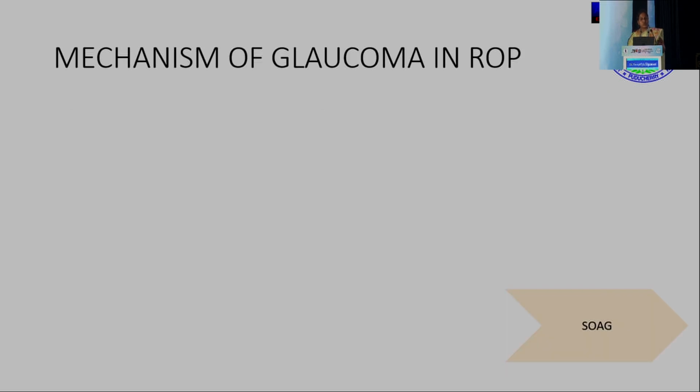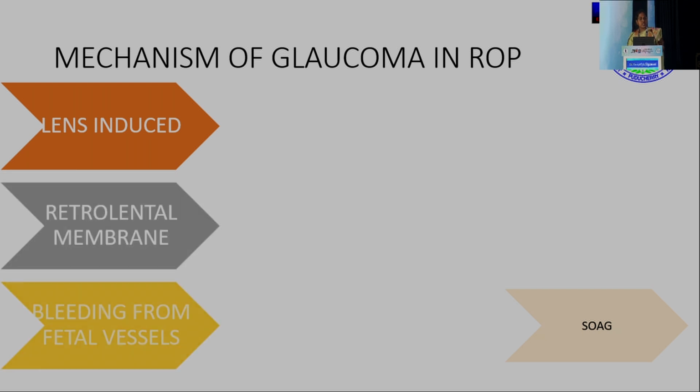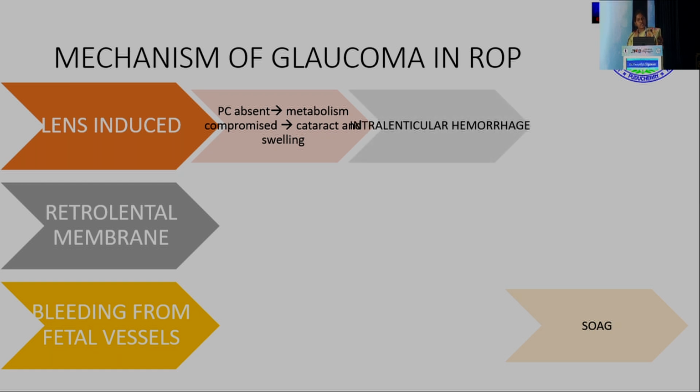The mechanism of glaucoma in PHPV may be due to lens-induced retrolental membrane or bleeding from fetal vessels. Because of the abnormal fetal vasculature to the lens in PHPV, the metabolism is compromised, which leads to cataract and intumescence of the lens, which can result in angle closure glaucoma. Sometimes intralenticular hemorrhage occurs from the fetal vessels into the lens. So that will also cause a change in the morphology of the lens, leading to secondary angle closure glaucoma.